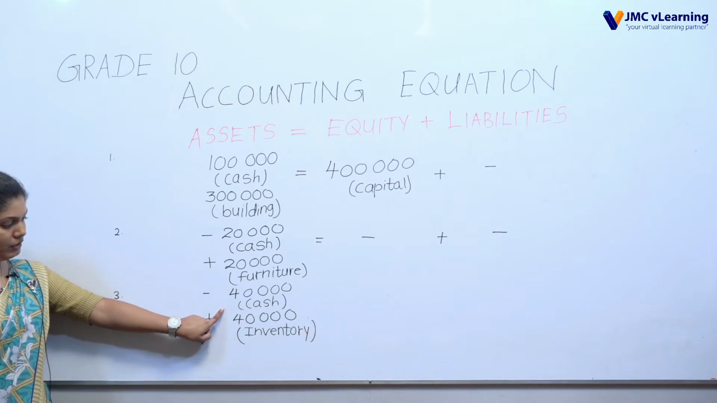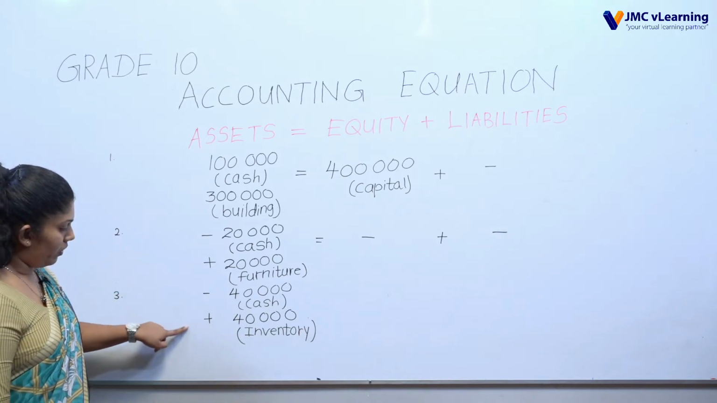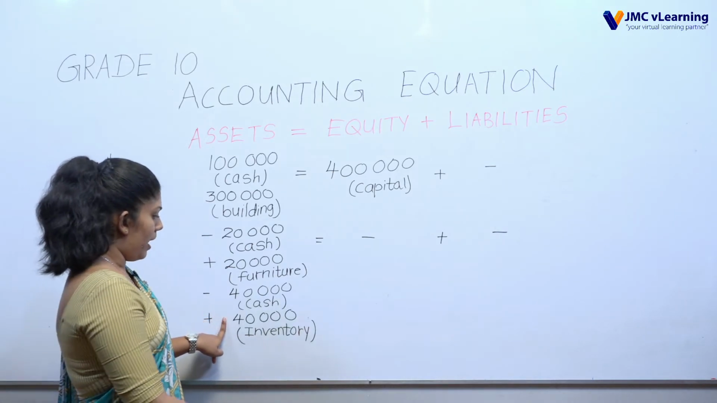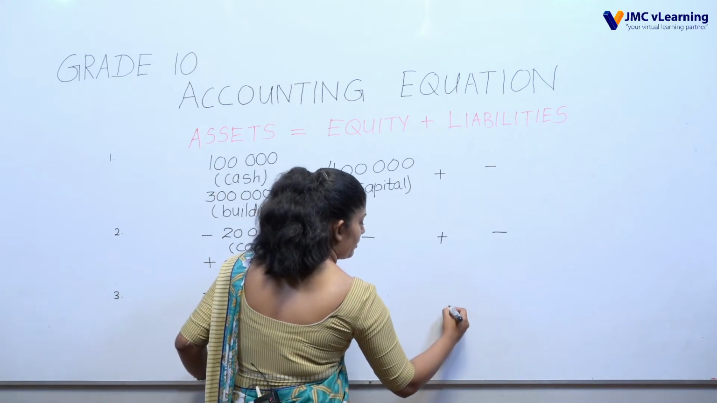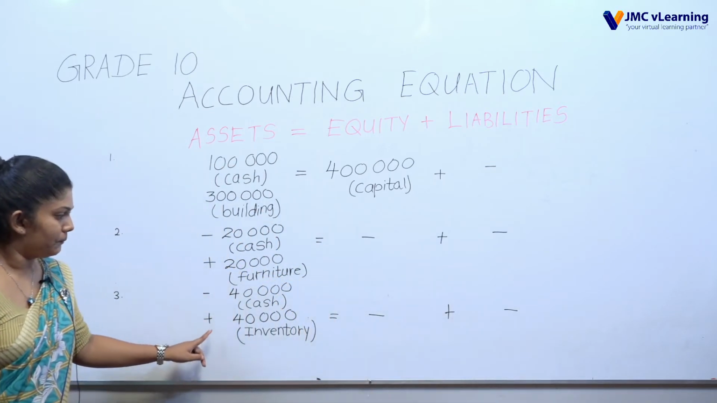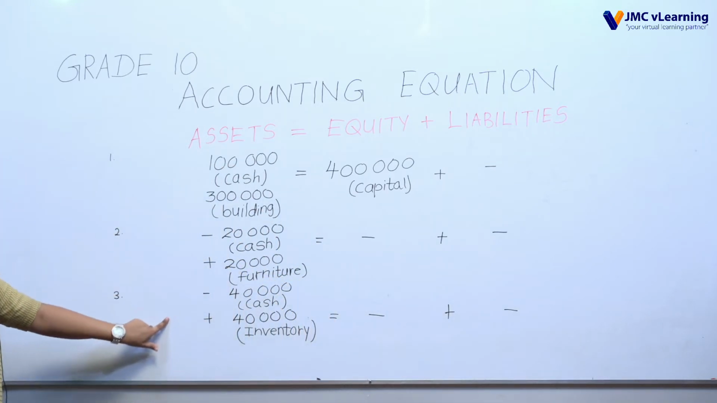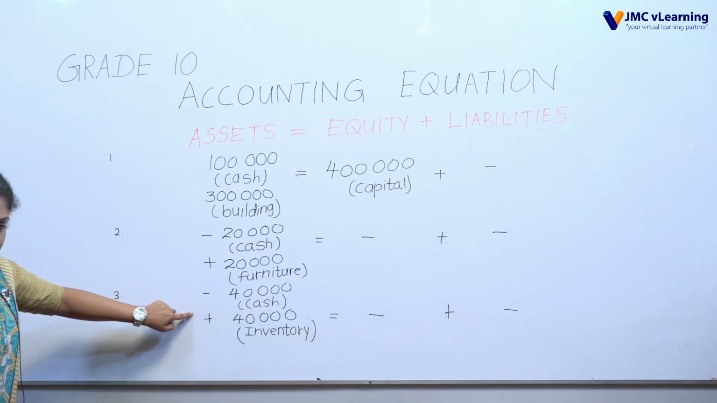$40,000 we spend to purchase inventory. Then we get another asset called inventory, but it is not invested by the owner, not an external liability. Okay. Up to now we recorded spending cash and purchasing assets.